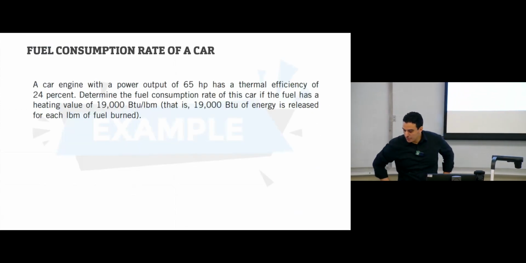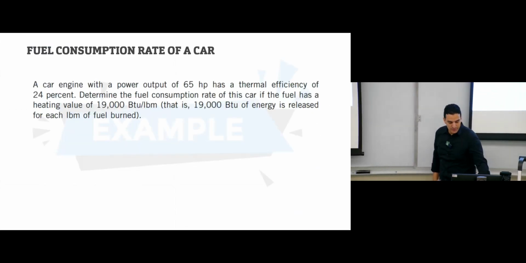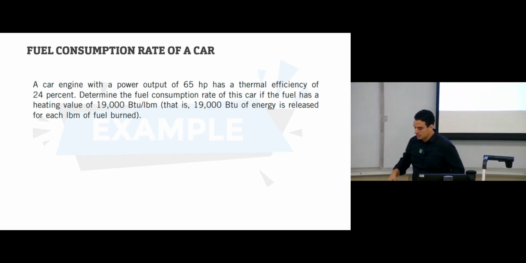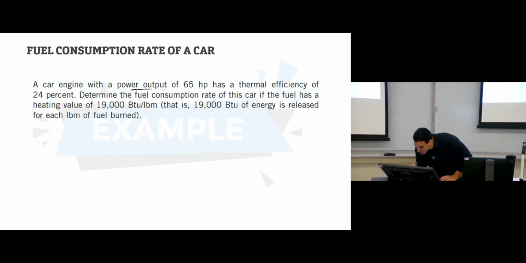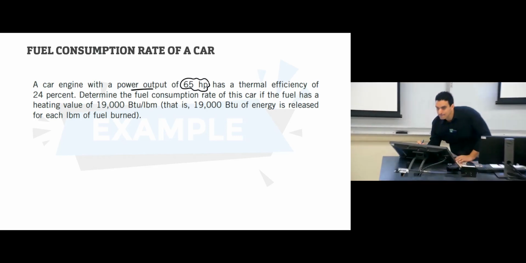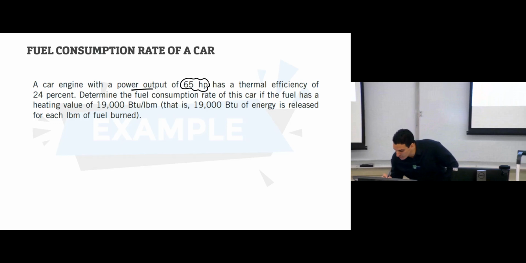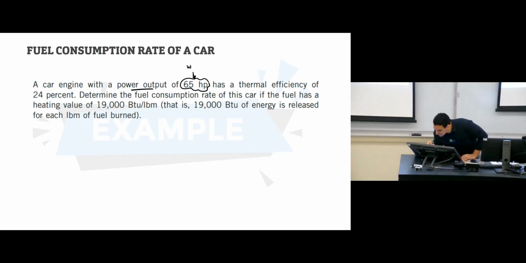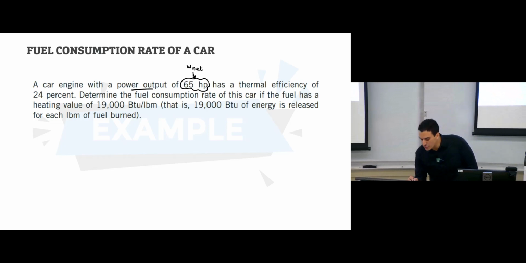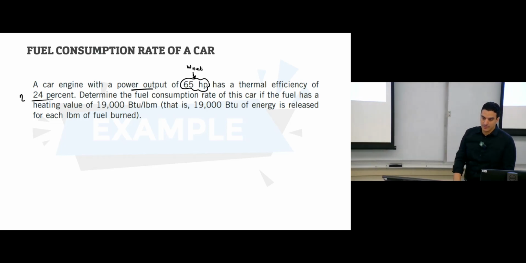Let's see another problem. Here we have a car engine. This car engine with a power output of 65 horsepower. So this is the power output. So this number represents what? Work out. So this term represents the net work we have. It has a thermal efficiency of 24%. So we have thermal efficiency given here.